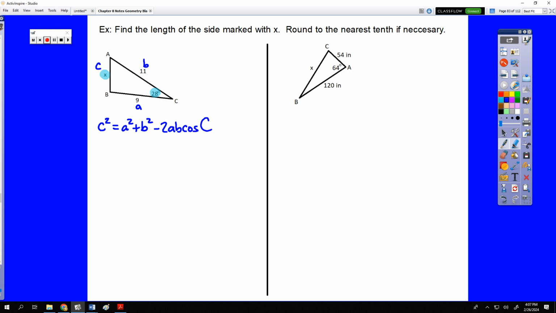Again, it's important to realize that whatever angle we know, we have to put in the equation, which means the side length opposite that will be by itself. So when we plug in these numbers, what we're looking at is x squared equals 9 squared plus 11 squared minus 2 times 9 times 11 times the cosine of 28 degrees. Now, there are no variables on the right side of that equation, which means it can be fed directly to the calculator. Again, be very careful as you're typing that in.